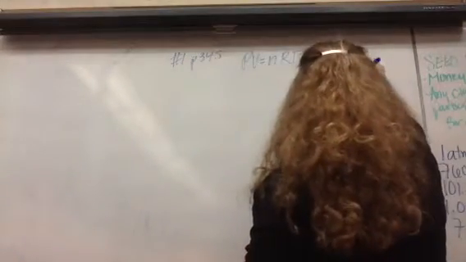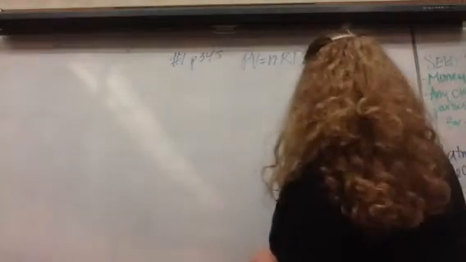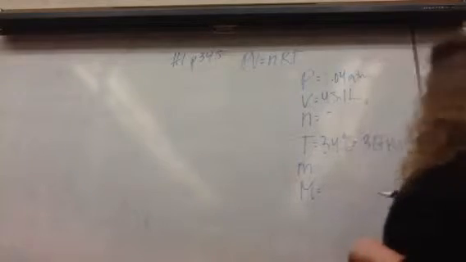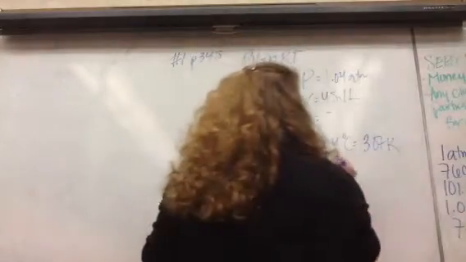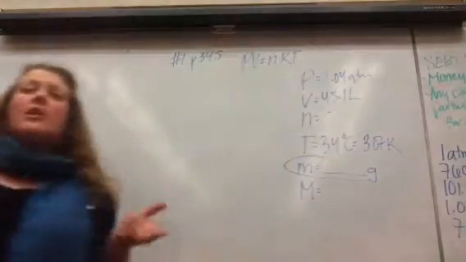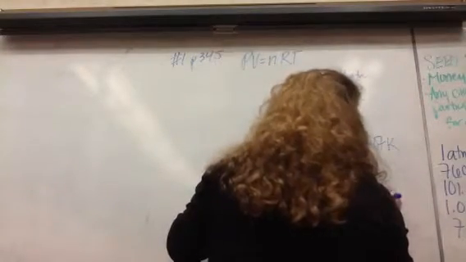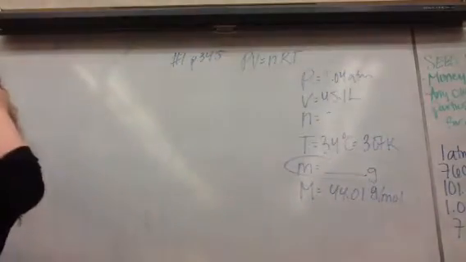So we were given pressure, volume, temperature: 1.04 atm, 45.1 liters, and 34 degrees Celsius, or what was it, 307? Okay, so we were given those things, but we were asked for the mass in grams. And we knew that it was CO2, so we were able to figure out 44.01 grams per mole. But we didn't get moles.